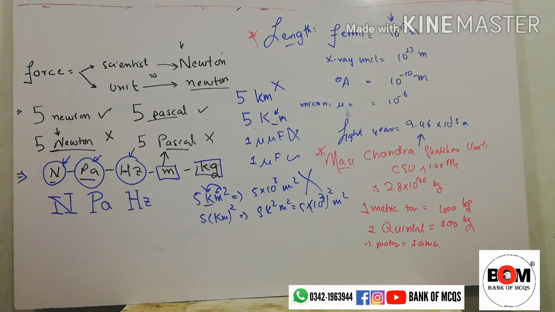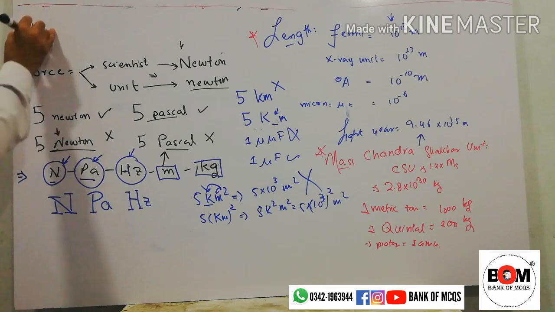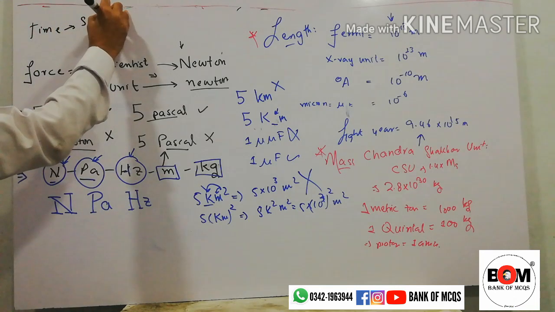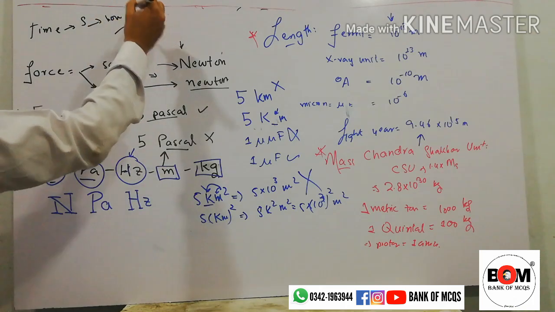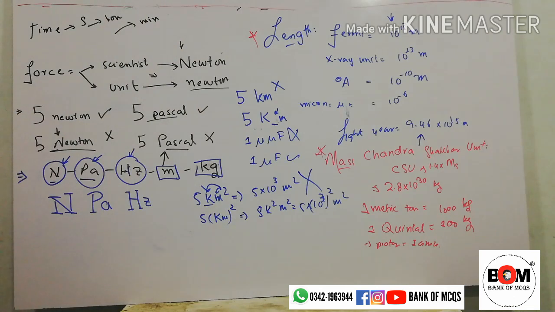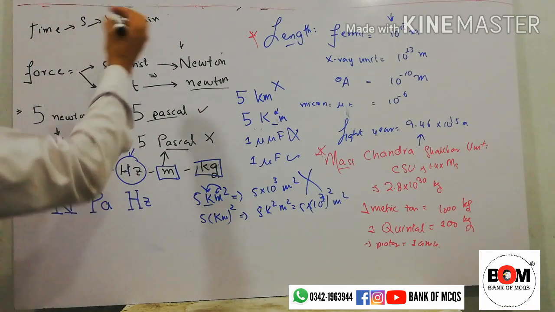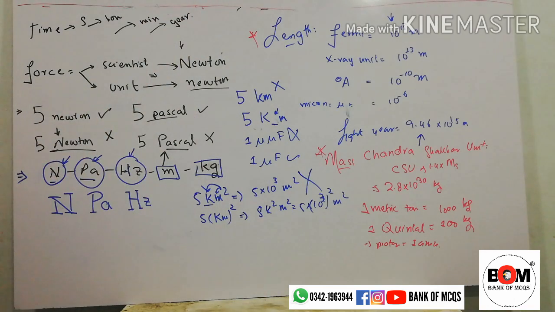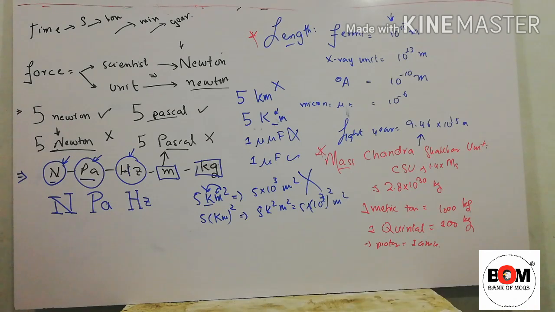Now what about time? Unit of time. Normally time is measured in seconds. We can also measure it in hours. Also we can measure it in minutes. So these are the units of time. For measurement of time, we can also use the term year. So these were the units of length, mass and time. The next topic is dimension.